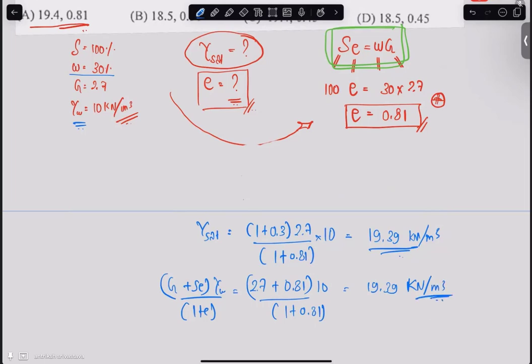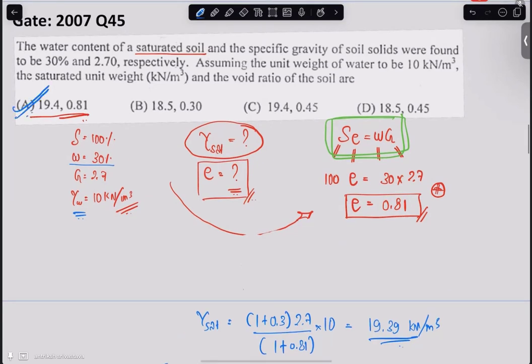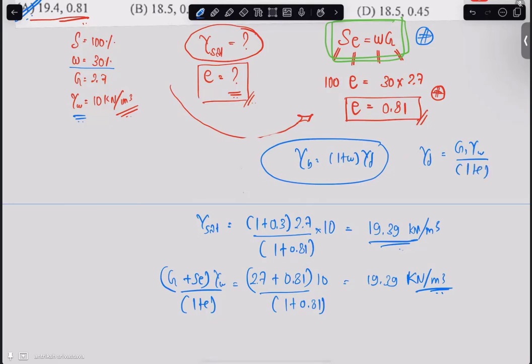Alright, so I hope you were able to understand this simple question using these formulas: S e is equal to w G, and gamma b is equal to (1 plus w) gamma d, and gamma d is equal to G gamma w upon 1 plus e.